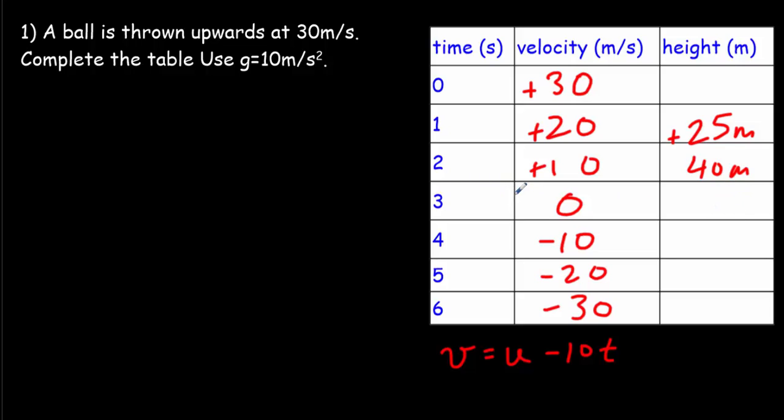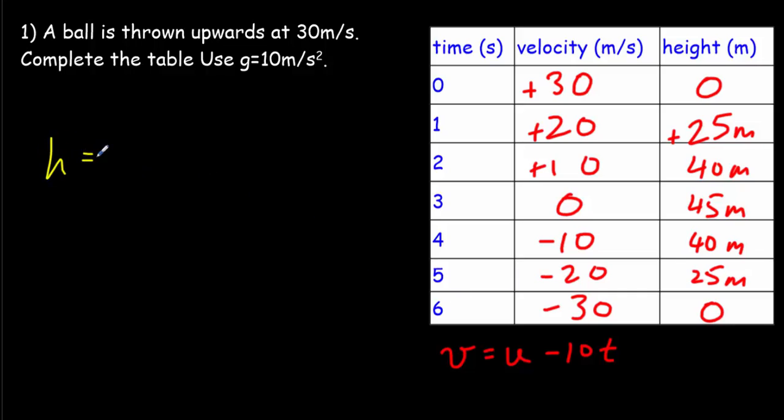And we can continue that process. Average speed over the first 3 seconds would be 15. 15 times 3 would give you 45 meters. And you can continue that reasoning to get 40 meters, 25 meters. Of course, the average velocity would be 0 over the first 6 seconds, so it would come back to where it started. Or of course, you can use your equation.